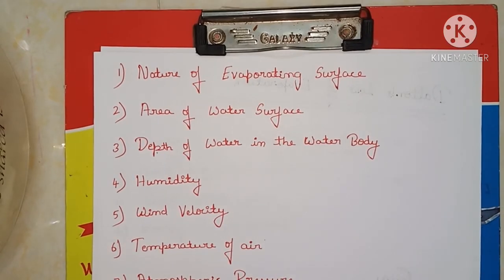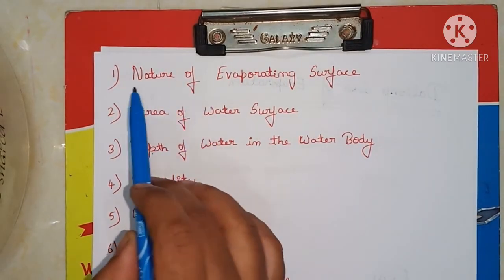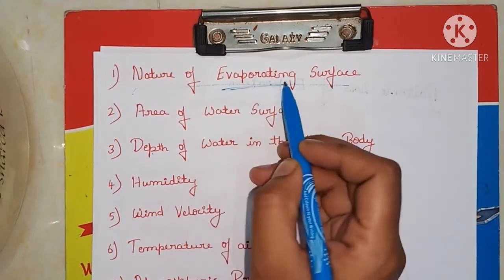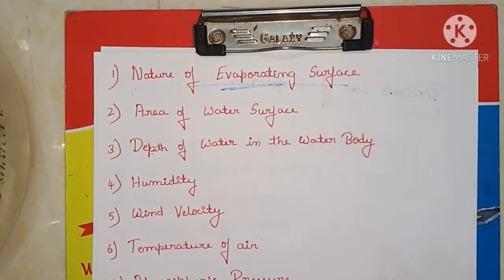Now we will see one by one. Nature of evaporating surface. The nature of evaporating surface is nothing but the nature of the surface from which the water is evaporating. The different evaporating surfaces are like soil, water area, forest area, lakes. Depending on the area, the potentiality of evaporating will vary.